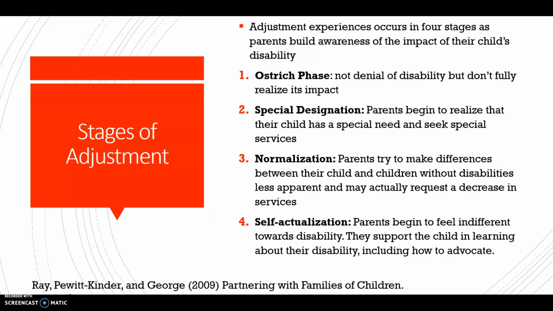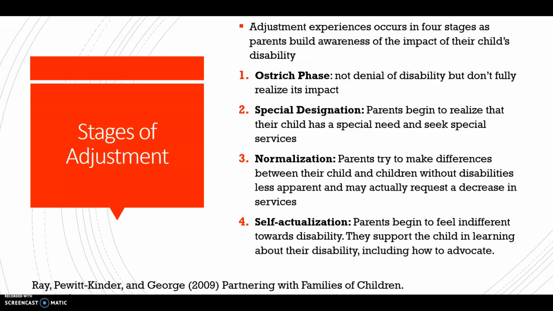Number 2 is special designation. So parents do begin to realize that their child has a special need, and then they seek services. And a lot of times, you know, this can go for children who are very young, or it can go for children who, you know, have a newly acquired injury or disability, because that happens too.